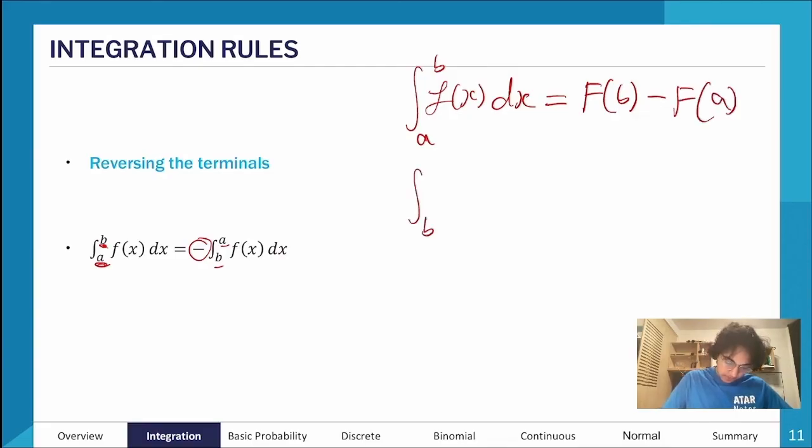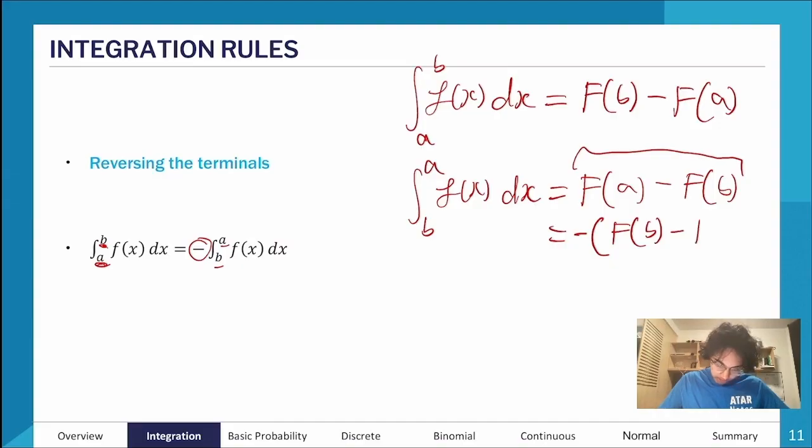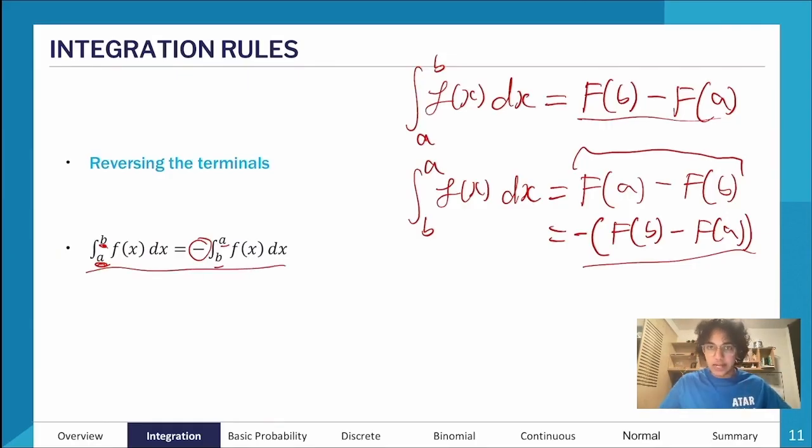Now, if I do the same for b to a of f of x, like so, that's just equal to F of a minus F of b. Now, I'm sure a lot of you can already see this, but if I try to factorize this expression just by taking the negative out, I'll get negative F of b minus F of a, like so, with a negative out the front. And you can see that these two things here are just negatives of each other, right? So this rule stands. Hopefully that makes sense. It is super useful for solving these multiple choice questions that I'll show you in a little bit.